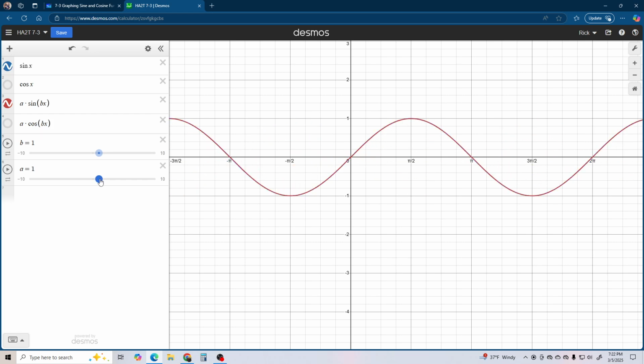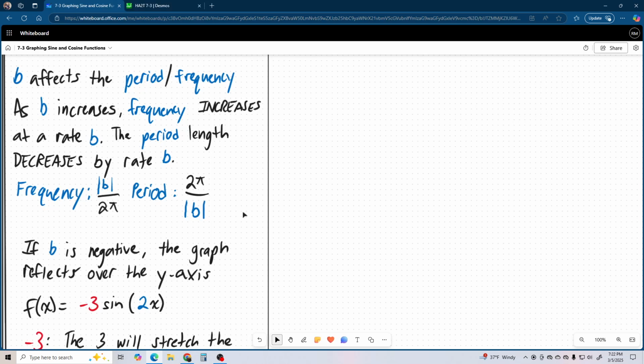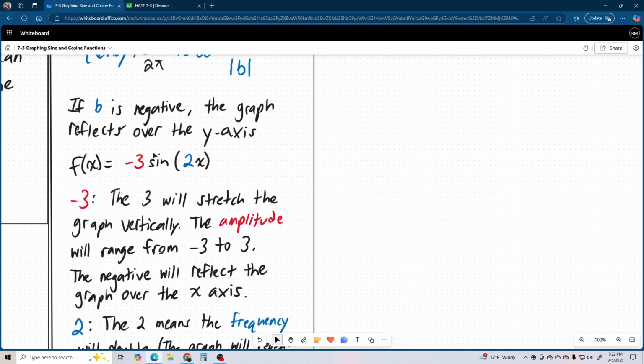A is going to affect our amplitude. B is going to affect our frequency/period. And that's kind of it. So let's go ahead and look at one real quick. Okay, if we have f of x equals -3 times the sine of 2x, well, let's think about what that would mean. Okay, and then we'll graph it to prove it.